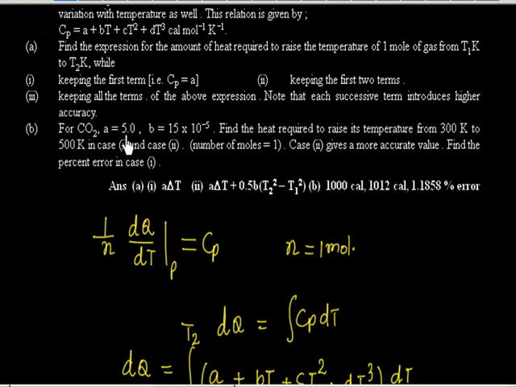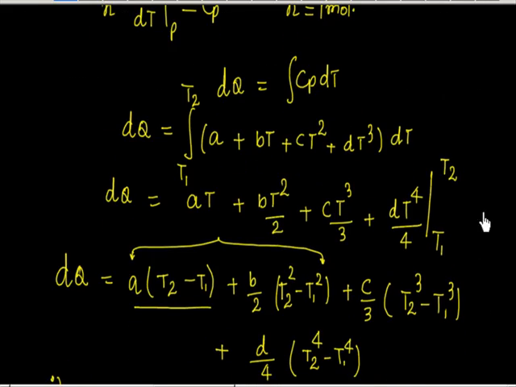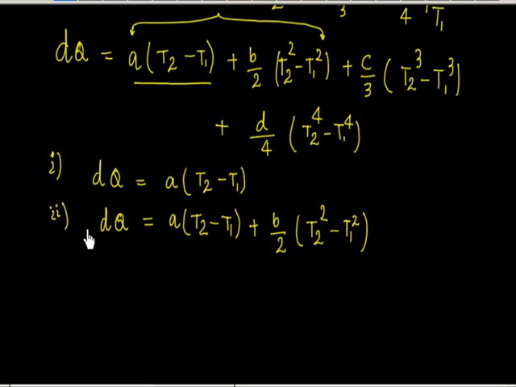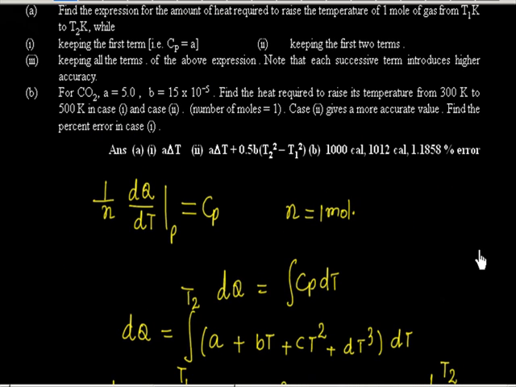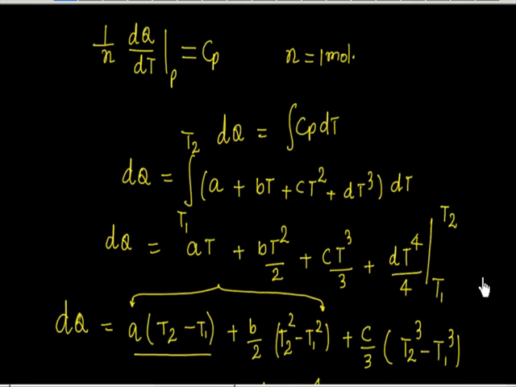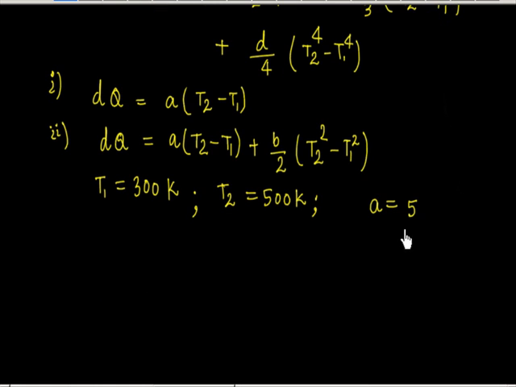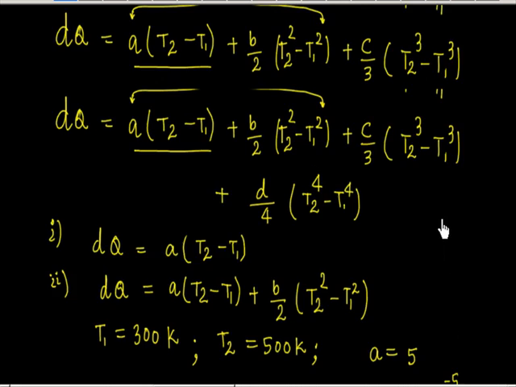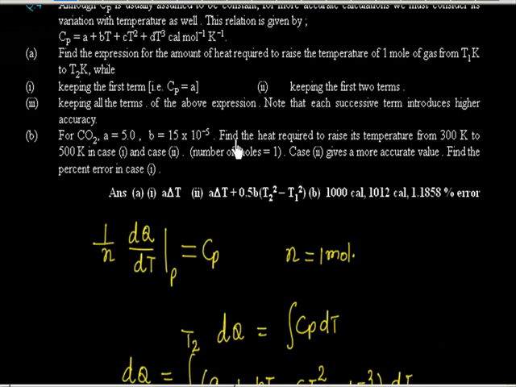Now next is for CO2, A and B are given. Find the heat required from 300 to 500 Kelvin. So T1 is 300 Kelvin and T2 is 500 Kelvin. This is only calculation. The value of A and the value of B are given. A is 5 and B is 15 into 10 to the power minus 5. Let me check. Yeah, this is 15.